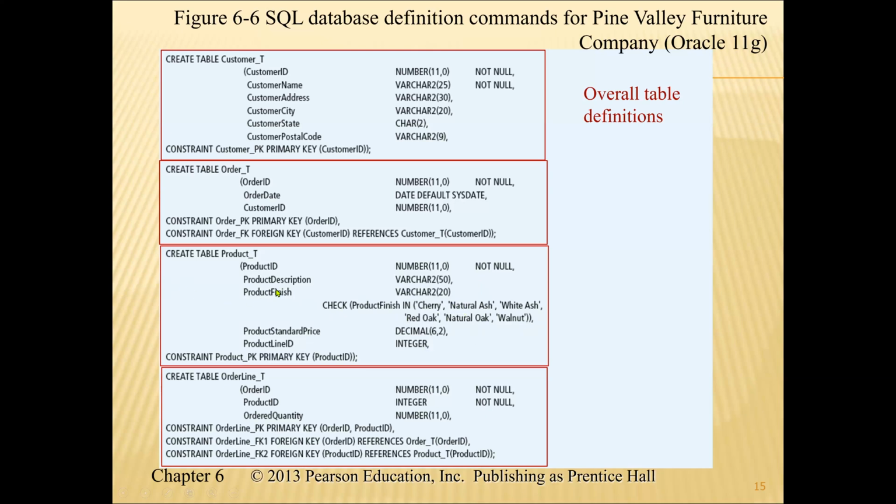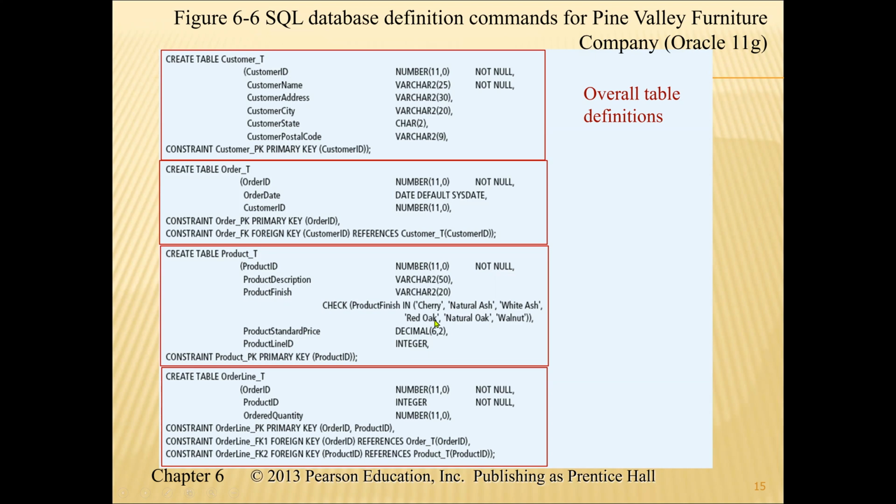Here it means in the product finish, we can only enter cherry, natural ash, white ash, red oak, natural oak, and walnut. If I try to enter any word which is not here, I will get an error. Actually, I won't be able to enter it. It won't accept. So I think that's the only new thing we're learning here.